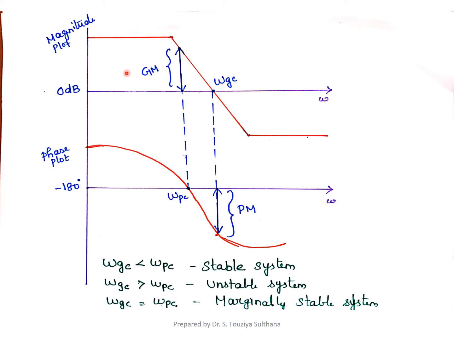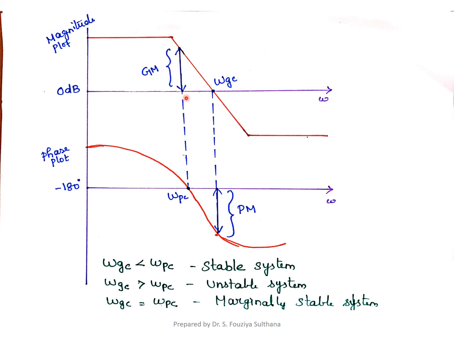This is the roughly drawn diagram of the magnitude plot and the phase plot. The gain crossover frequency is the frequency at which the gain of the system is unity or 0 dB. And the phase crossover frequency is the frequency at which the phase angle is plus or minus 180 degree. The value of the phase angle at the gain crossover frequency is called the phase margin, and the value of the gain at the phase crossover frequency is called the gain margin.